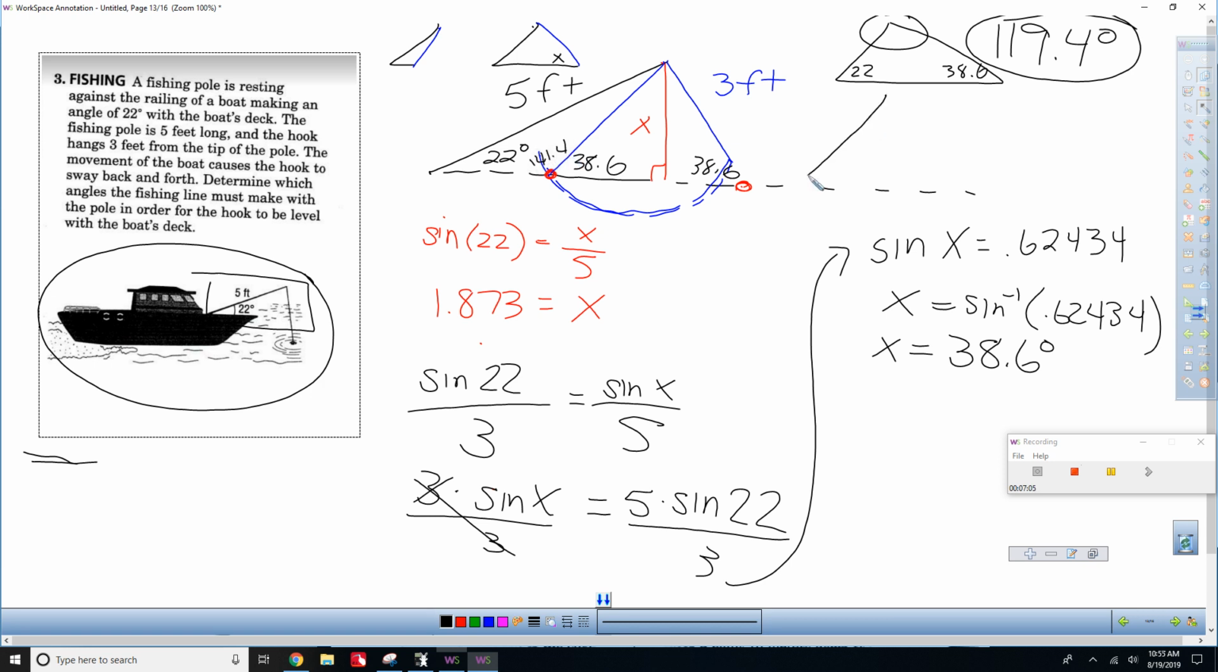So now let's rewrite this. You got 22, you got 141.4. So to find the missing angle of that one, which is our other answer, we do 180 minus 141.4 minus 22, and you get 16.6. And those are the two angles that this thing will be fishing.